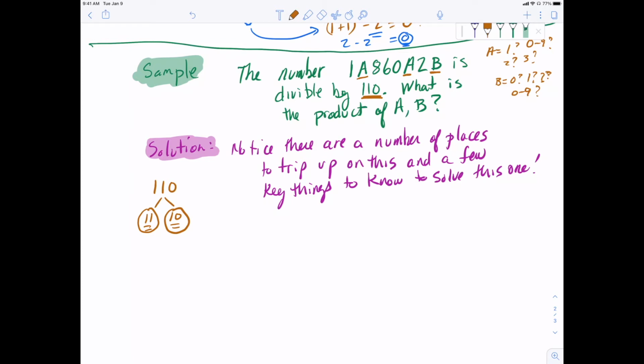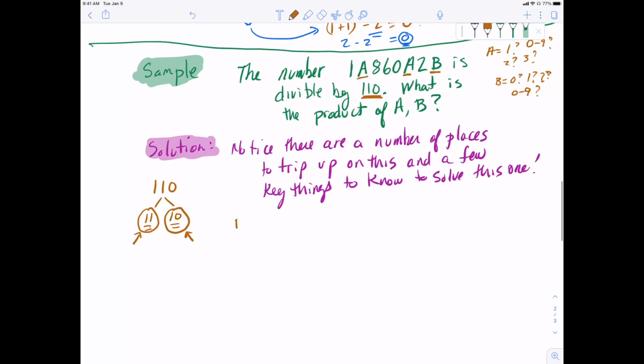Okay. So this number we know, again, 1A860A2B is divisible by 110. So we know it has to be divisible by 10 and divisible by 11. Well, what is the 10 telling us? There's a clue. It's going to tell us something about A or B. And I'd like you to pause the video and think about it. And if you know the answer, just say it out loud and let the video keep going.